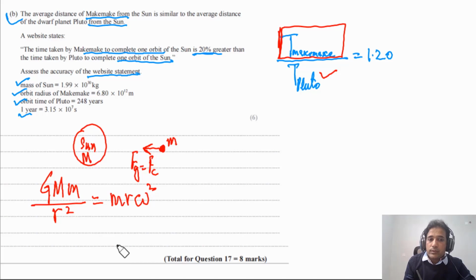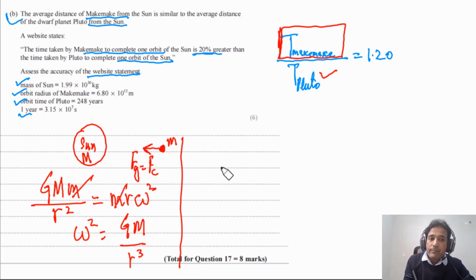So we need to calculate time. From here, we can cancel this m with this m, and find out what ω squared is. If we divide both sides by r, we get r cubed. ω squared will be equal to GM divided by r cubed. So we can find the value of ω.